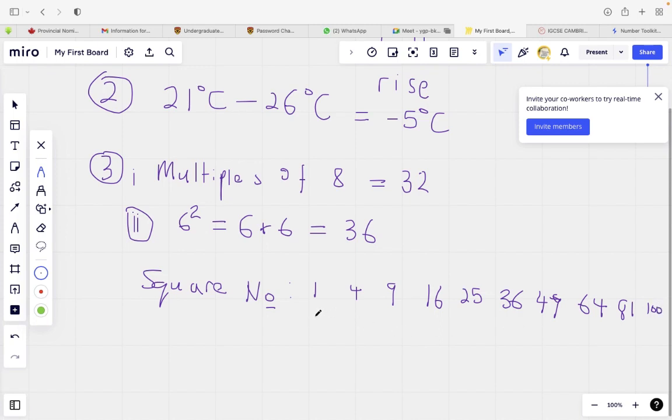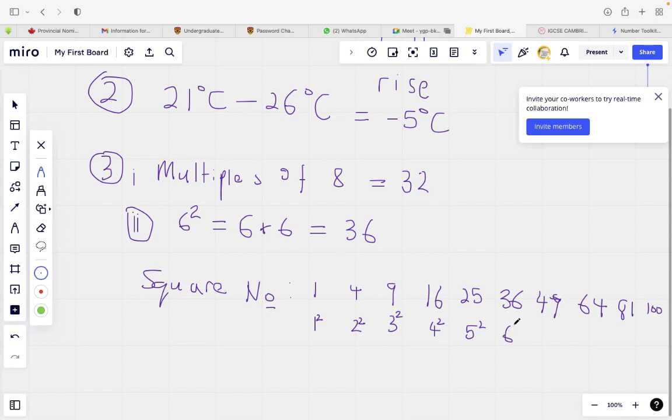Why? Because 1 squared equals 1. 2 squared equals 4. That's why we call them square numbers. 3 squared equals 9. 4 squared equals 16. 5 squared equals 25, and so on and so forth. So you square each of these numbers. 6 squared gives you 36.